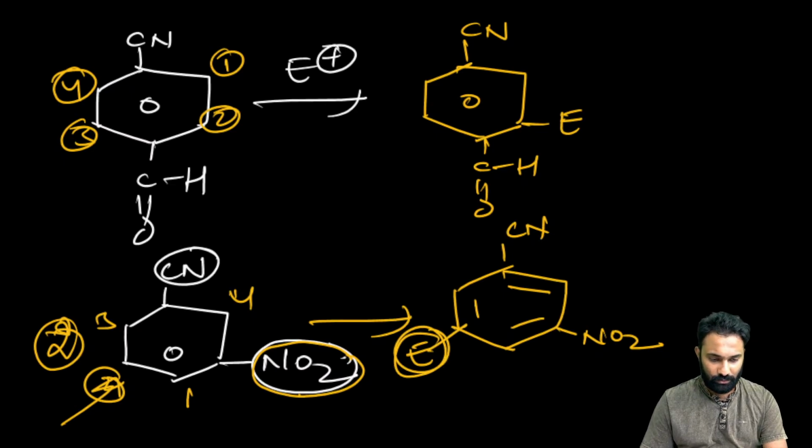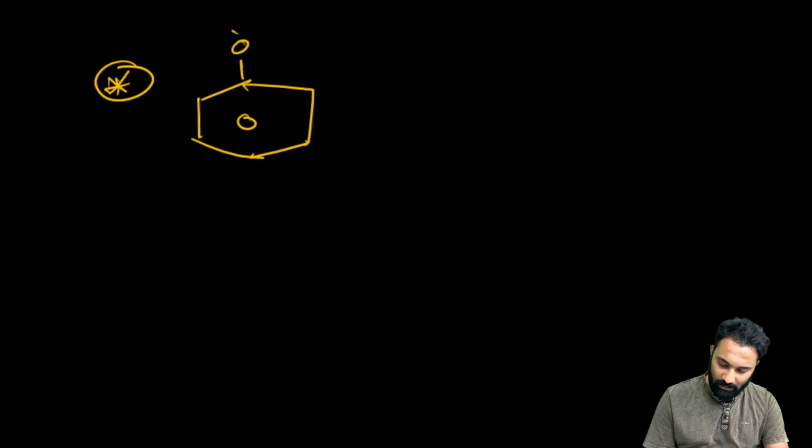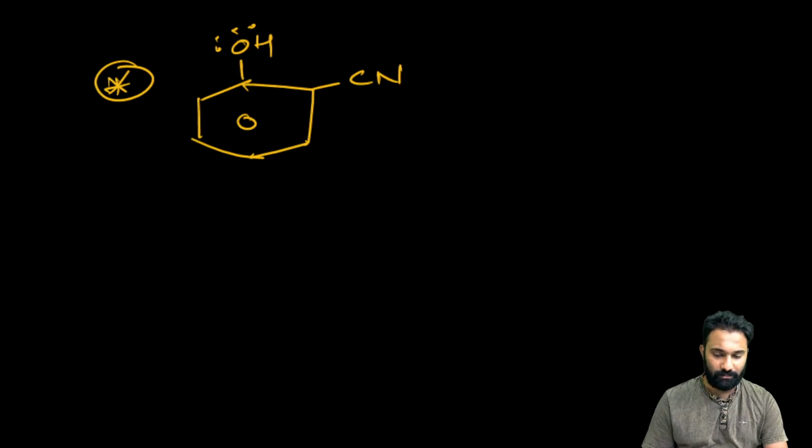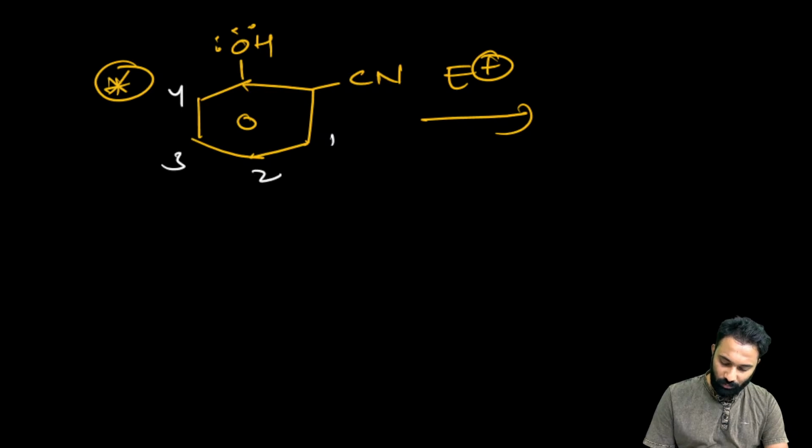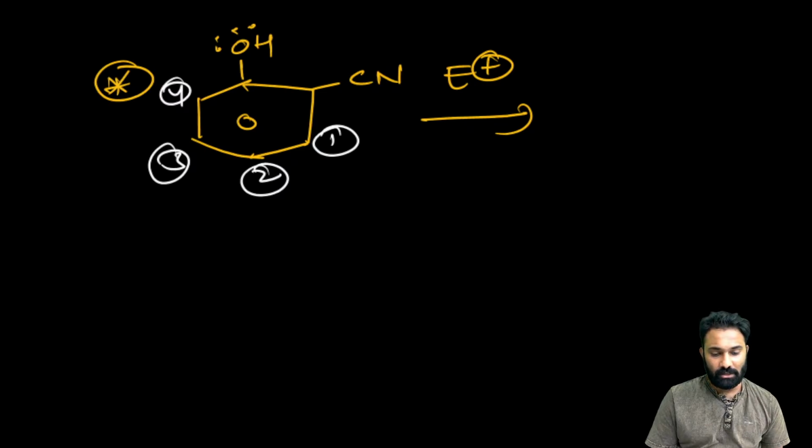Yes, 2 number, good. Next, many students make a mistake in this case. Suppose they have given one electron releasing group and one electron withdrawing group. Then the electrophile will go and attack at which position? 1, 2, 3, 4. Which position will the electrophile attack?